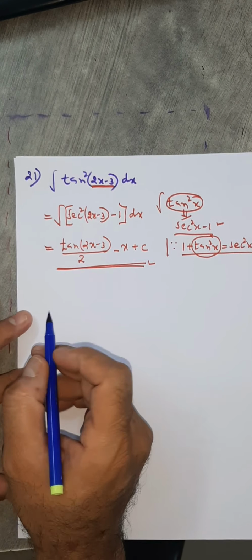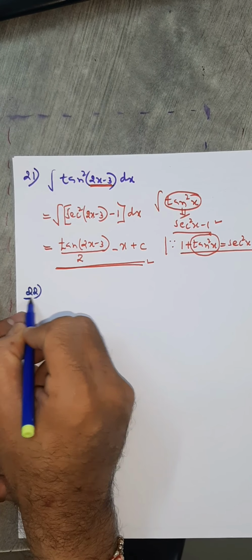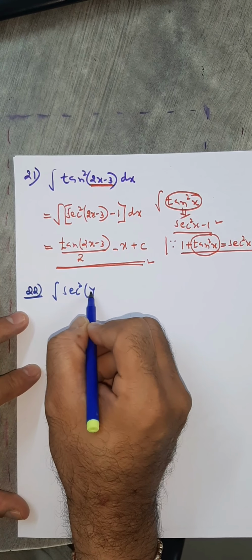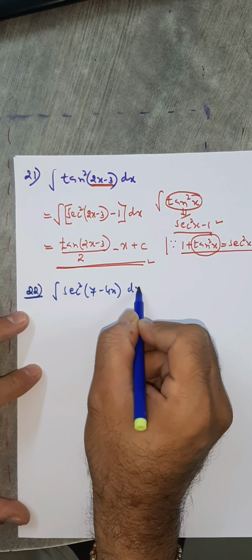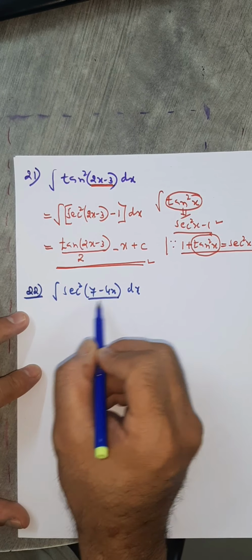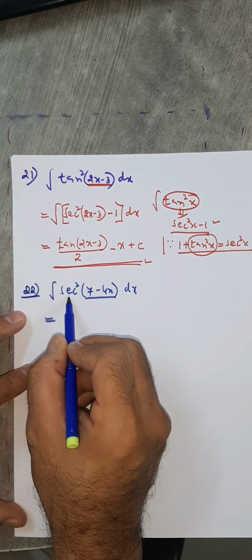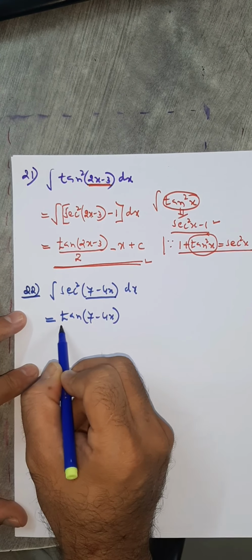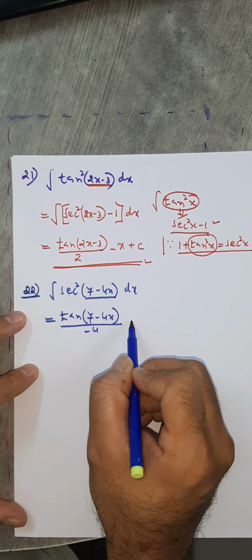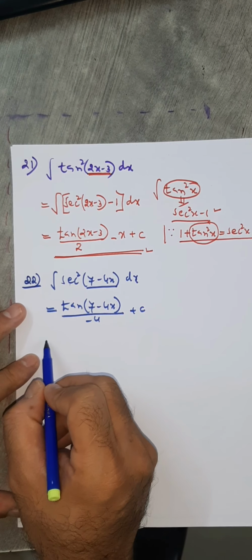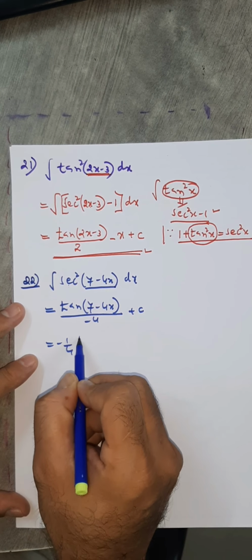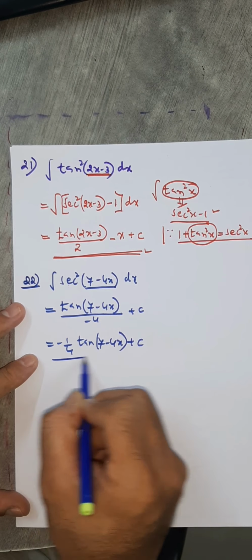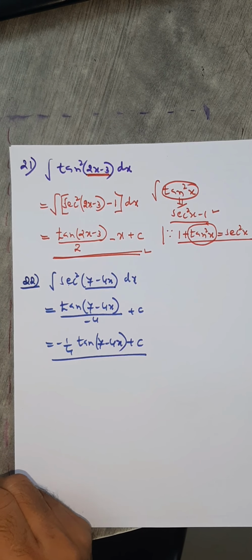Second question, same. Question number 22 here, that is sec square of 7 minus 4x. It's like the previous question only. This is a linear function. You can imagine this is x. What's integral of sec square? You know it is tan. Tan of 7 minus 4x upon the coefficient of x, which is minus 4, plus c. So minus 1 upon 4, tan of 7 minus 4x plus c. This is your answer.